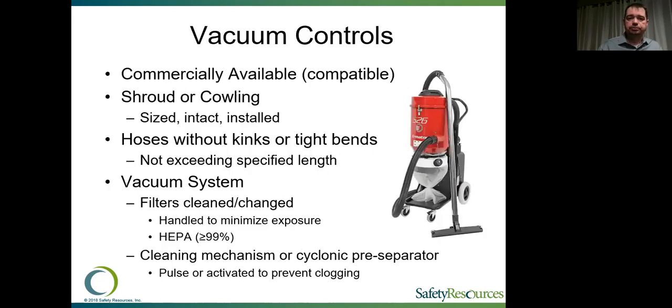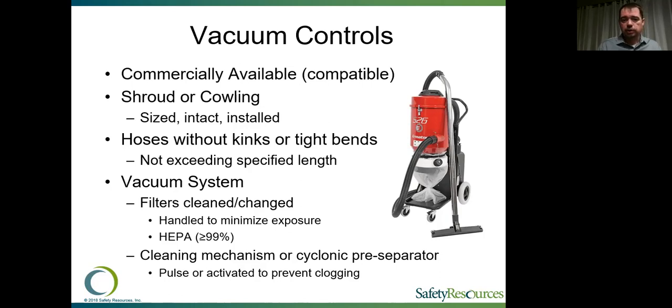Now, when we look at our vacuum systems that are being used to control the dust, again, this is something where they specifically say in the standard that it needs to be a commercially available system. And that's really more meant to require that those systems are compatible. So the shroud or the cowling, they need to be sized appropriately. They need to be intact. They need to be installed properly on the tool, but they also need to be compatible with the tool. So I can't start intermixing pieces and using duct tape to kind of hold things together.